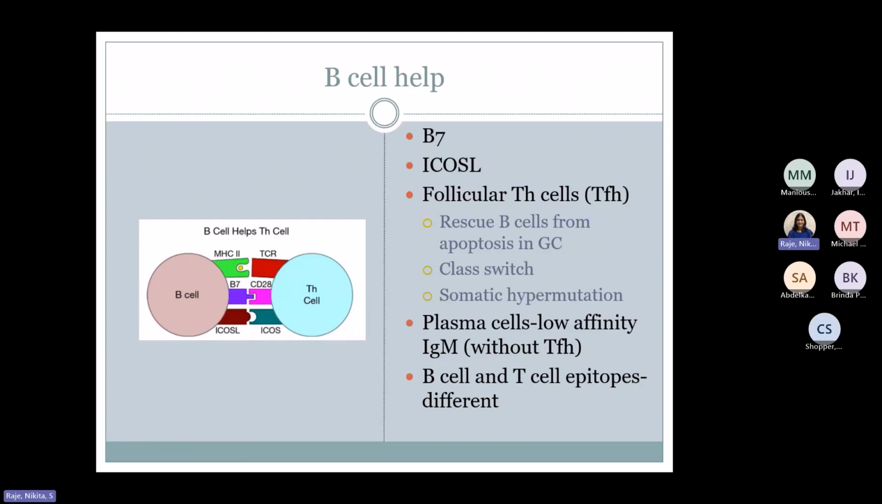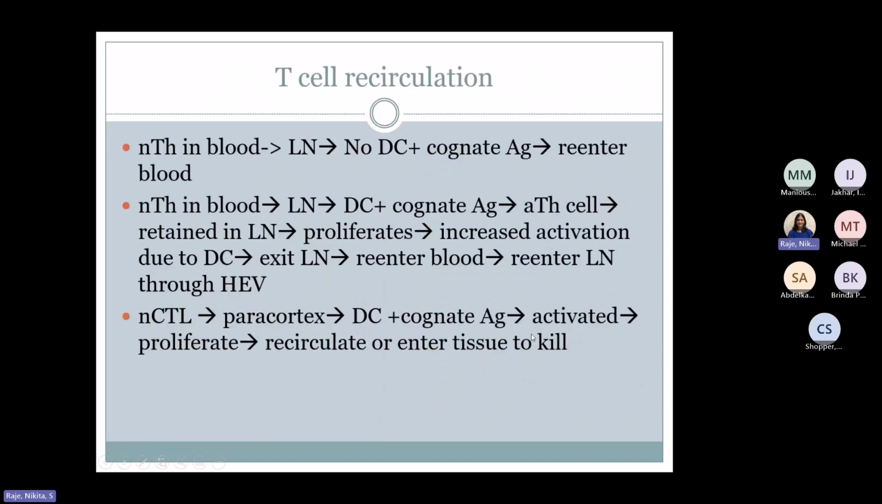The antigen is the same for both these cells, but the epitope that they use to get activated is different for B cell and helper T cell.